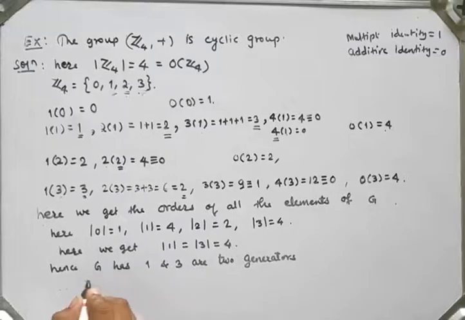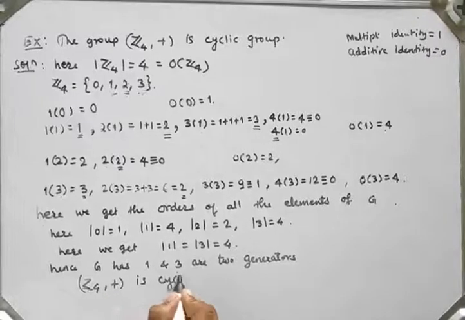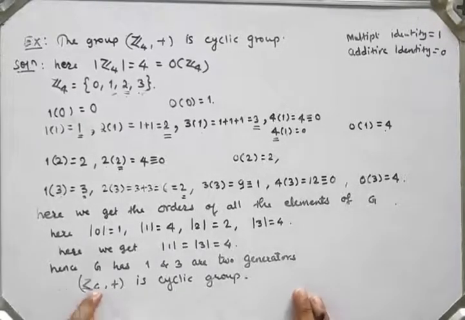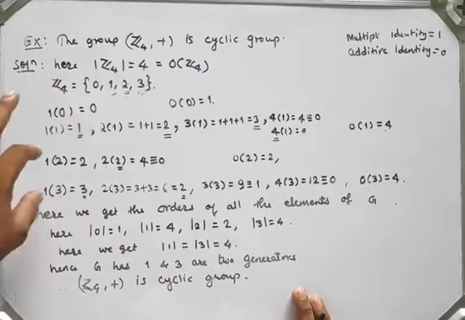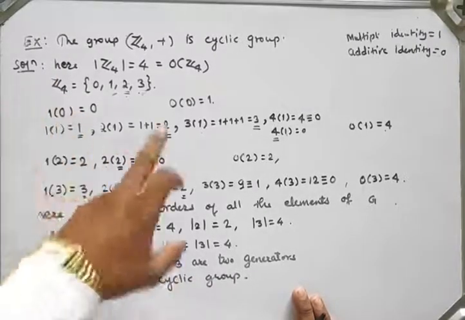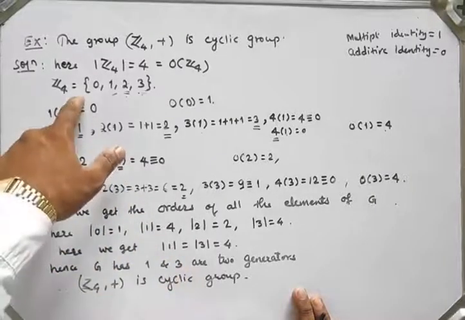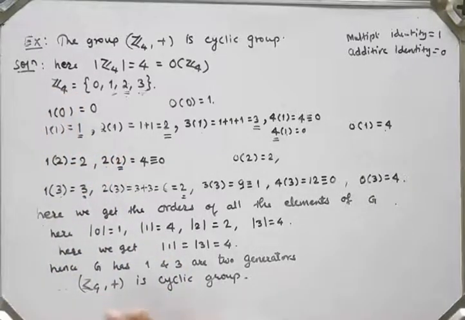Therefore Z4 under addition is a cyclic group, right? So here 1 and 3 are the generators of that group, meaning 1 and 3 generate the whole group, or the order of 1 and the order of 3 is the same as the order of the group. Therefore we say that Z4 under addition is a cyclic group.